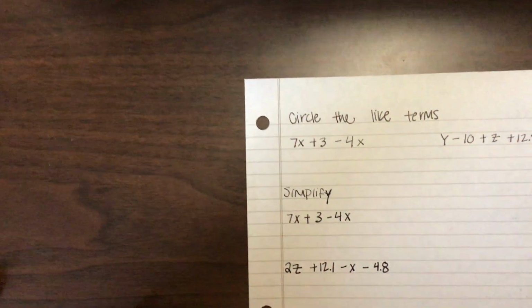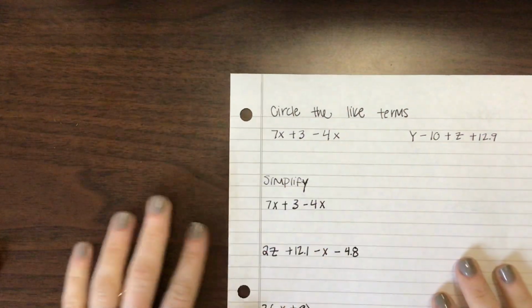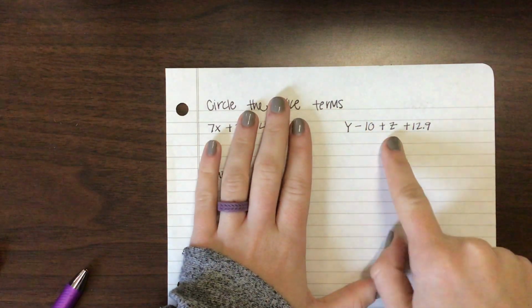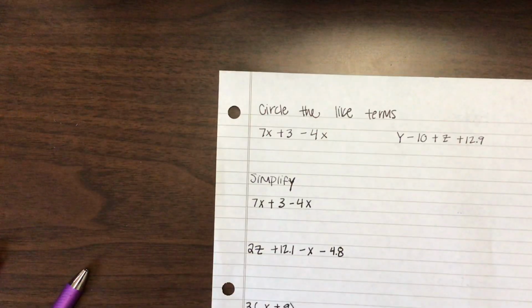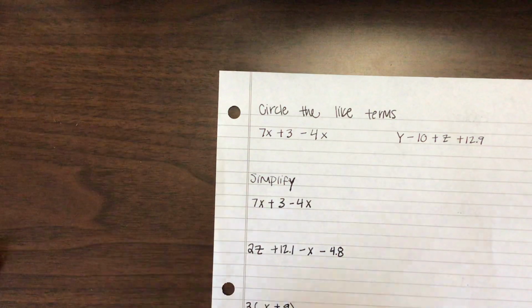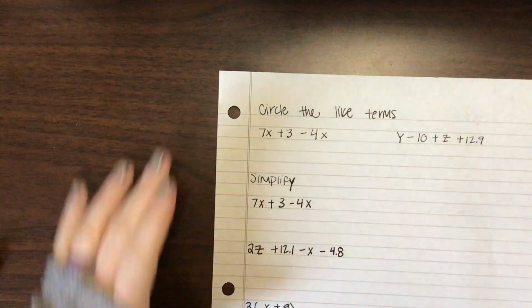I'm going to zoom out a little bit to make it a little easier for you. On this one, there's 1, 2, 3, 4 terms in this expression. And like terms are terms that have the same variable, or constants can be like terms with other constants.